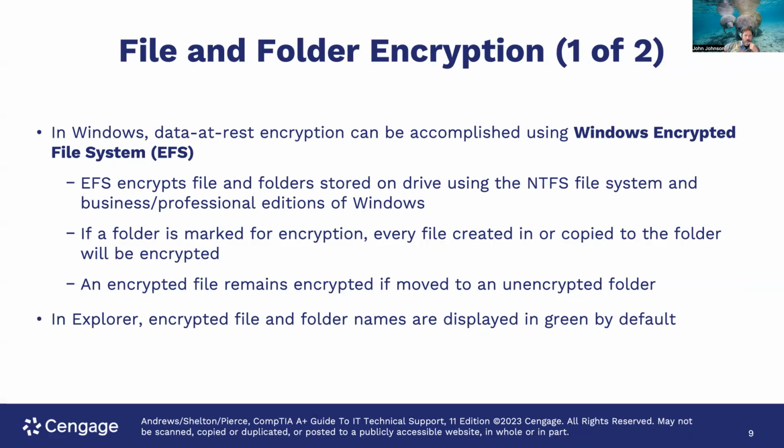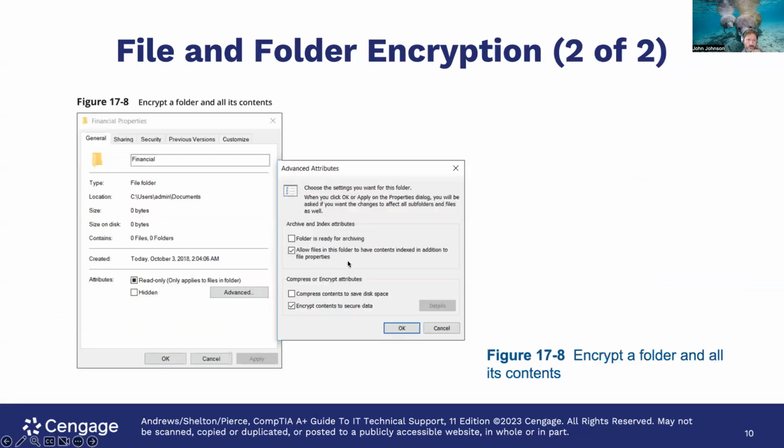In Explorer, one of the neat things you can use to tell them apart is that encrypted files and folders are going to be displayed in green by default. So that's kind of convenient. You can tell which ones are encrypted and which ones are not. And here's the way that you go about the encrypting. You can right click on your folder and go to the advanced tab. Then if you go all the way down to the bottom, you'll see encrypt contents to secure data. So you can do that and then click on OK.